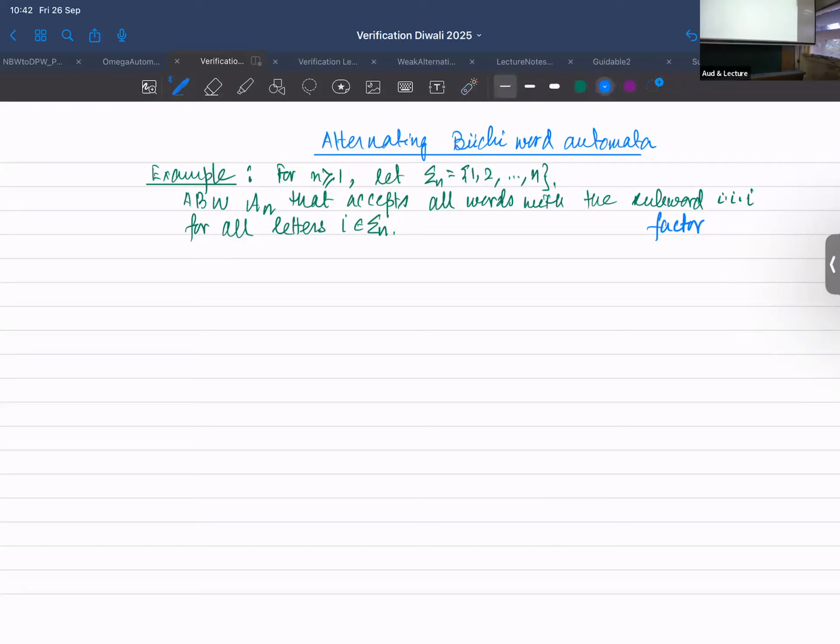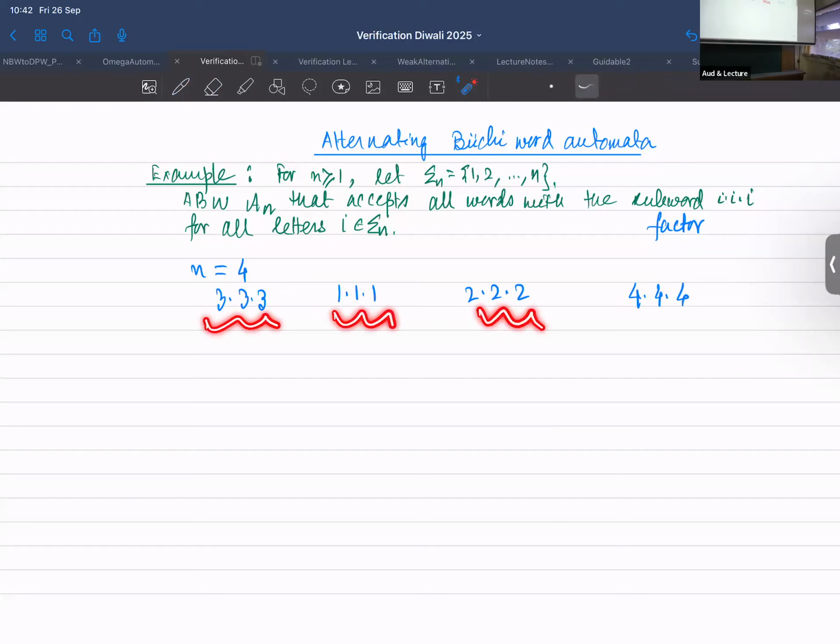So that should appear. So for example, let's say n equal to 4, then you should have 1 1 1 somewhere, 2 2 2 somewhere, 3 3 3 somewhere, 4 4 4 somewhere, right? And you can have something else in the middle. But these 4 patterns should appear in the word, right? Now the question is, how can you construct an alternating Büchi word automaton to accept this language? So can you try for a couple of minutes and think about this, how you would like to define it.